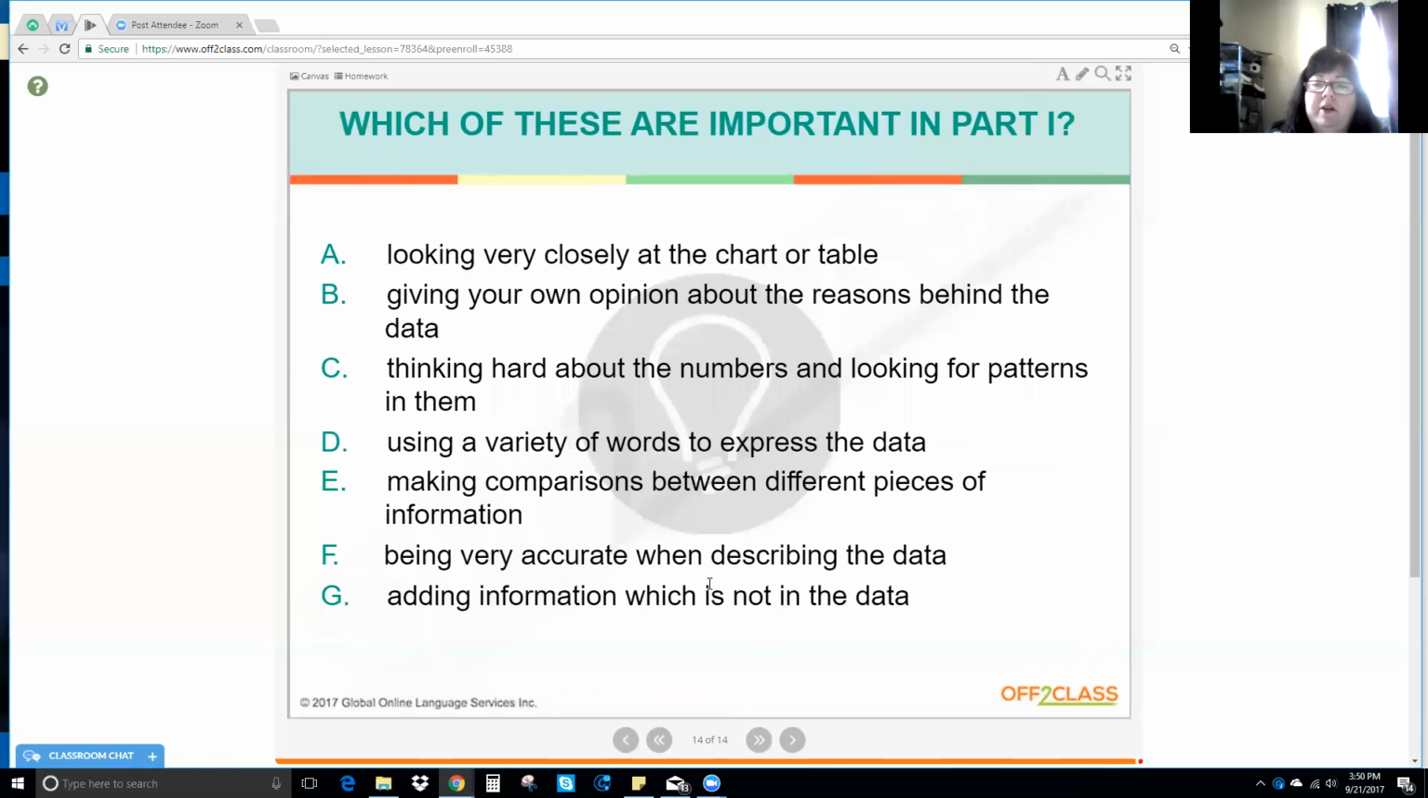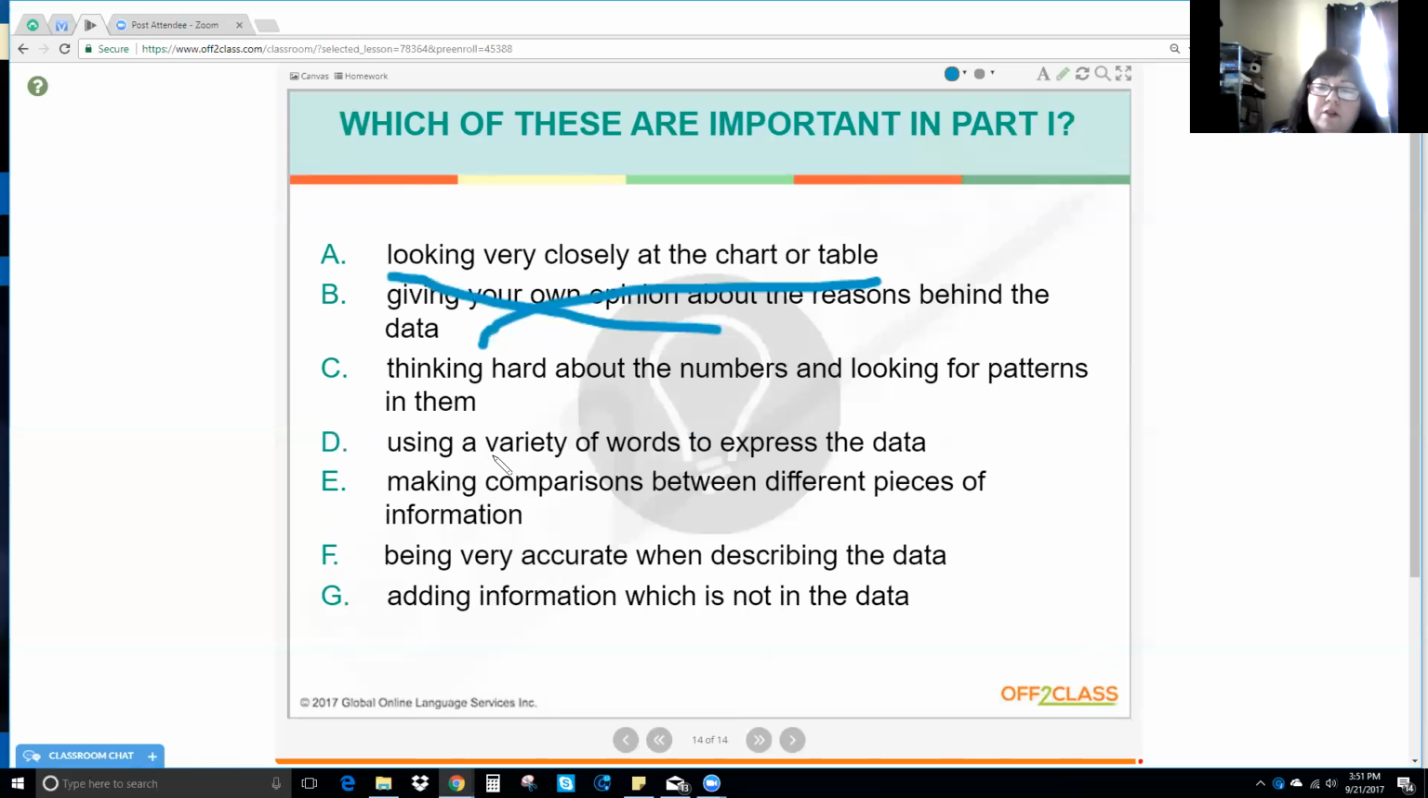Okay, how are you going to analyze it if you don't look closely at it? Giving your own opinion about the reasons behind the data or the data. Do you think we need to give our opinion? No, we're reading statistics, science. So opinion does not count. We need to state the facts. Facts only. Thinking hard about the numbers and looking for patterns in them. Yes, this is very important. This is how you analyze.